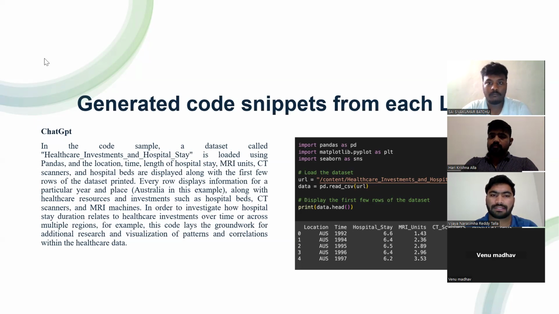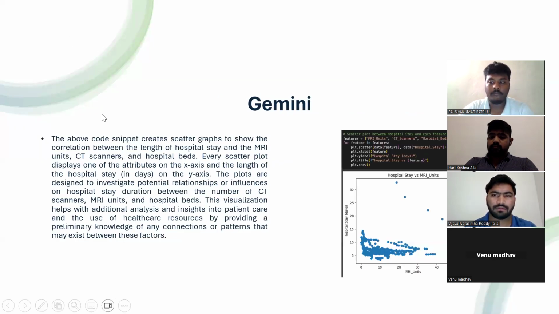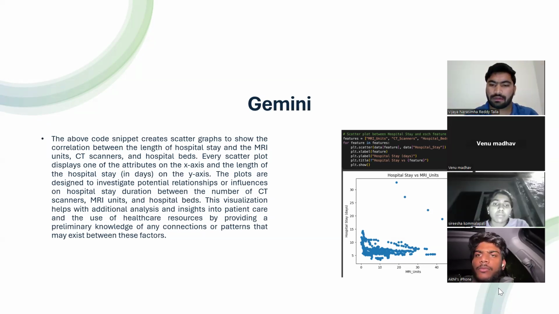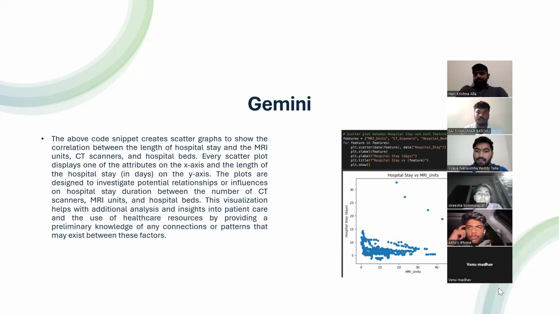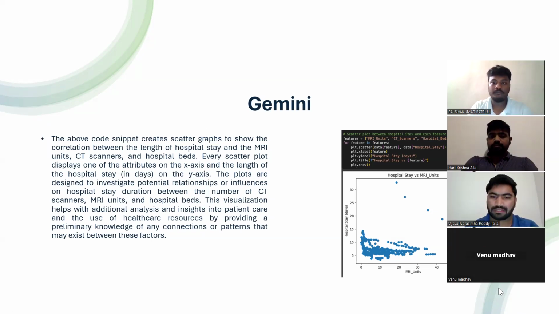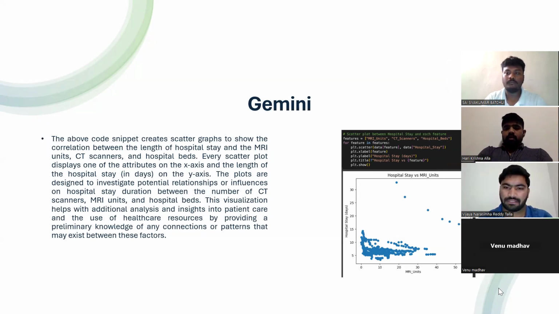And coming to the next code snippet, that is Gemini. Here we can see the scatter plot that is drawn by using the .csv file. Here the x-axis contains MRI units and the y-axis contains hospital stays in number of days.